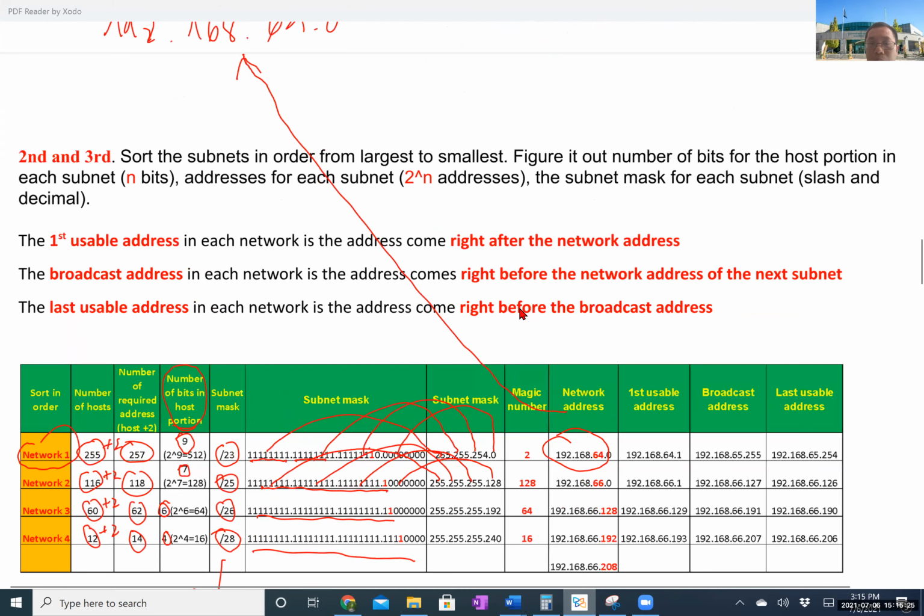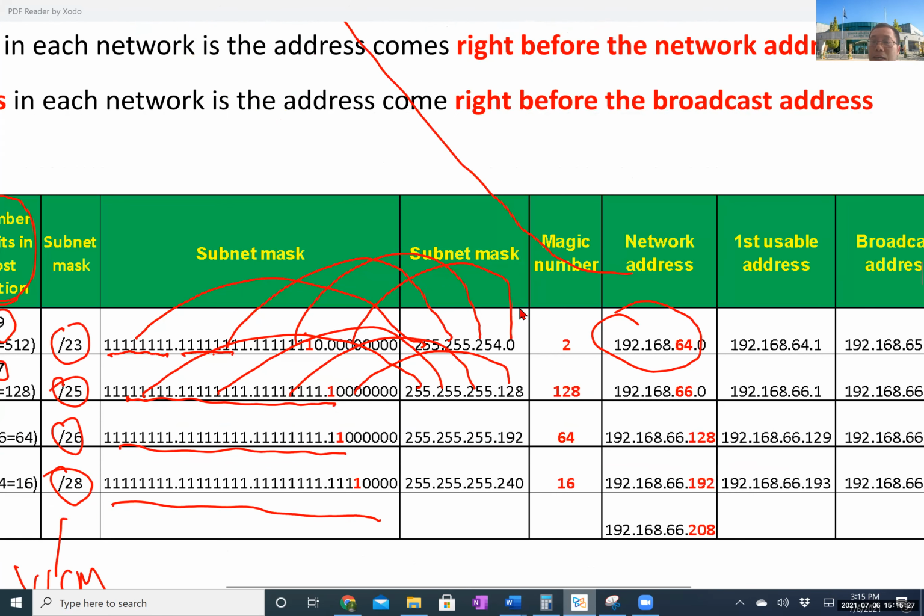All right. And you see, for the largest one, the magic number here is number 2, and it is in the third octet. So we know that you just add up the magic number, number 2 in the third octet, and you have the next network address here. That's why you have 192.168.66.0 here. That's the next one, right?